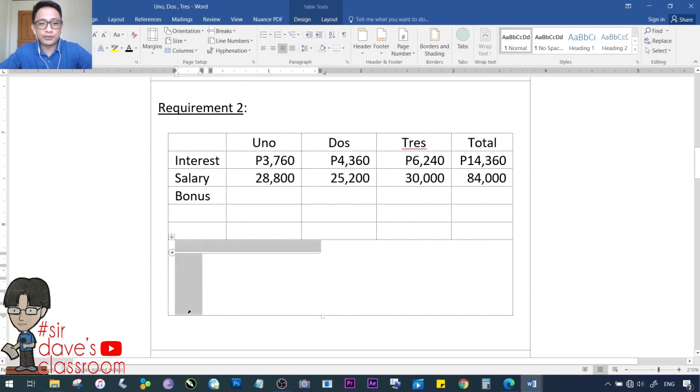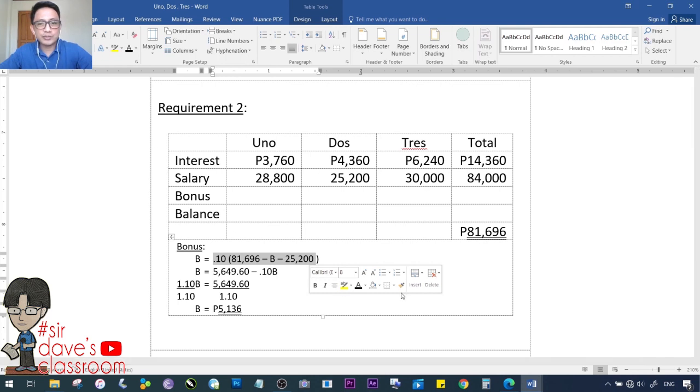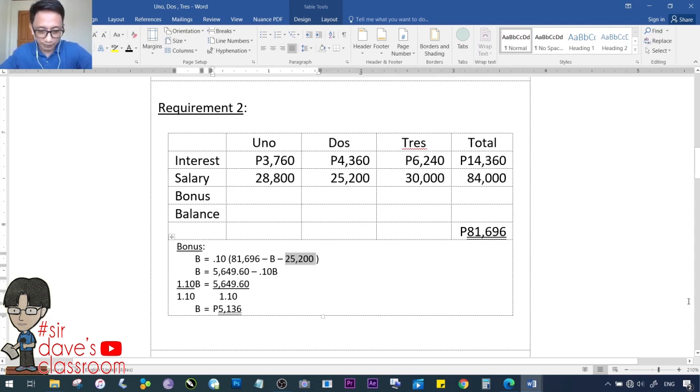Okay? For bonus, this one is our computation. Bonus is 10% of 81,696, yung ating income na nakapwesto dito. Tama? Kasi itong part na to ay balance. Alright? Given ito sa problem, it is the income figure. So, 10% of the income after the bonus and his salary only. Kanino ba yung bonus? Kay Dos. Ang sabi, his salary lang. So, ito yung salary ni Dos. Kaya yan lang ang kinonsider mo. Less 25,200. Be very careful.